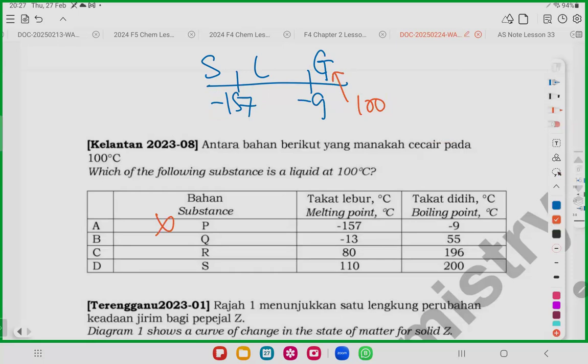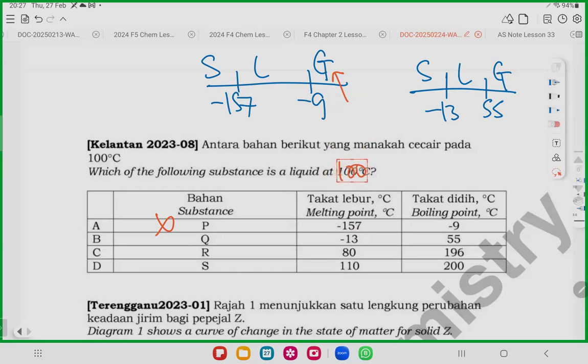So no. Substance Q: -13 and 55. So melting point -13, boiling point 55, solid, liquid, gas. The temperature they want is 100. Where is 100? 100 is more than 55, here. So it is a gas, not what I want. All right, so the answer is supposed to be C.